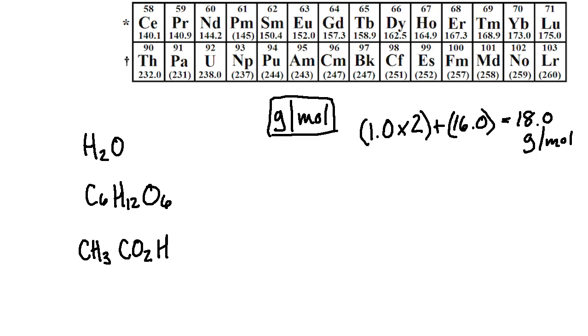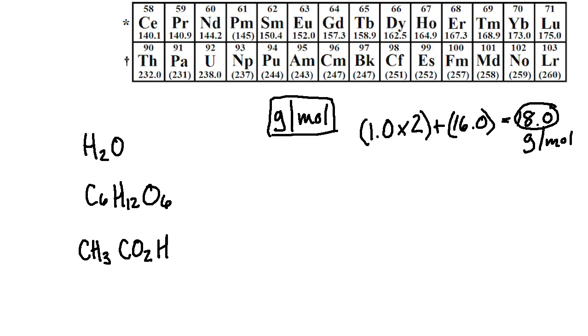So what does that mean? That means that if I had 6.022 times 10 to the 23rd water molecules, and I put them on a scale, they would weigh 18 grams. There's 18 grams in 1 mole of water. So 1 mole of water molecules would turn out to be 18 grams. All right, so pause the video. Try this for C6H12O6, which is glucose, the sugar molecule, and try this for acetic acid, which is CH3CO2H. Pause it and come back in a minute and we will work through these.